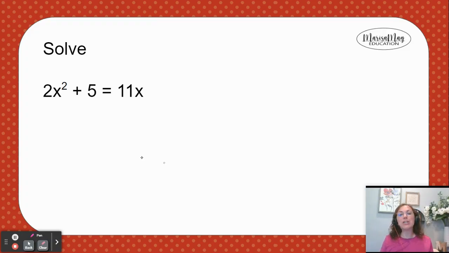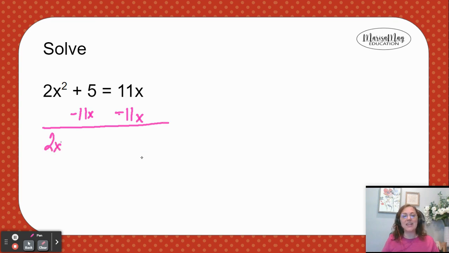In this video, we're going to solve this quadratic equation by factoring. In order to do that, we'll need to get the equation equal to 0. So the first step is we're going to subtract this 11x from both sides of the equation. Remember, we're trying to get the equal to 0 on one side of the equation, and we definitely get that on the right here.